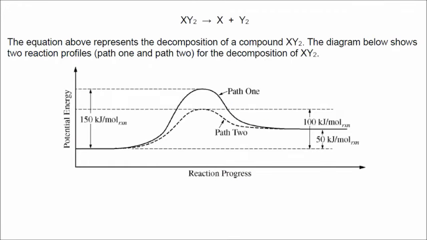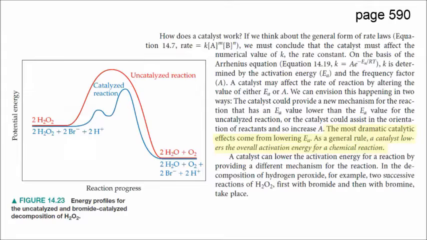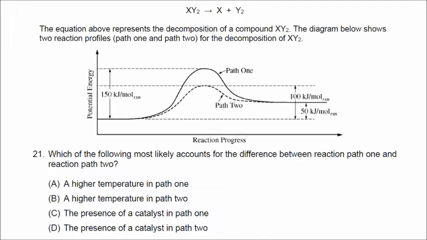All right, 21, we see a catalyst, and that would be consistent with lowering the activation energy. The most dramatic catalytic effects come from lowering the activation energy. As a general rule, a catalyst lowers the activation energy for a reaction. This is on page 590. A higher temperature in path 1, no. A higher temperature in path 2, no. Looking for a catalyst, and the catalyst would be in path 2.